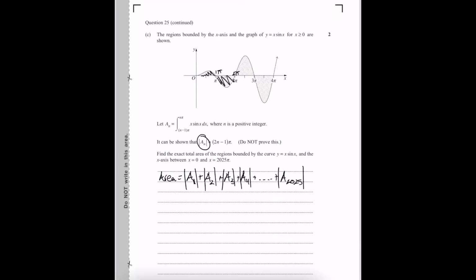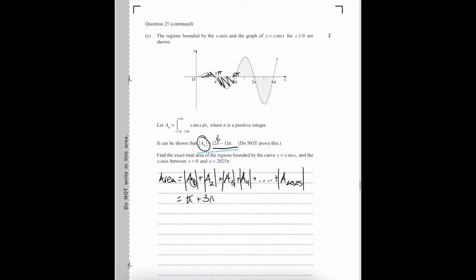And if we substitute the rule for this, which is 2n minus 1, so we take whatever the number is that's indexed, so A1, we substitute n equals 1, and that will get us pi, plus 3 pi, plus 5 pi. So if you keep subbing it in, you'll get all the way up to 4049 pi. We can filter out the pi, and what we will realize is that we have an AP.